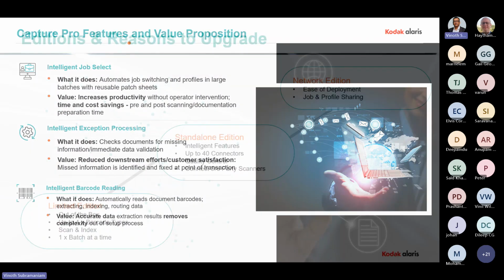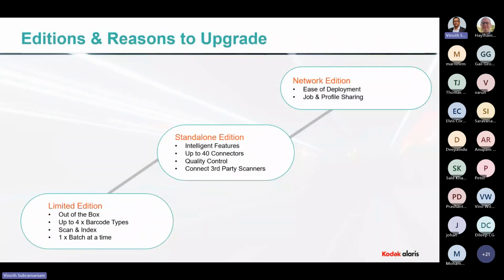So in the KCP, we have three different ranges. The first one is the limited edition. The limited edition is just out of the box. It's free software. Whenever you buy a scanner, you can just go to our website and download the limited edition. But the features are very limited.